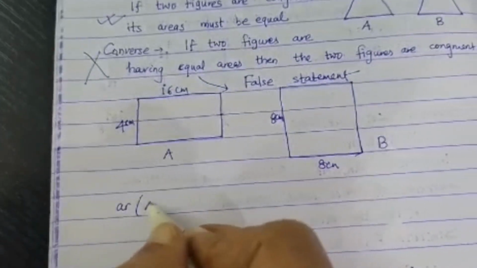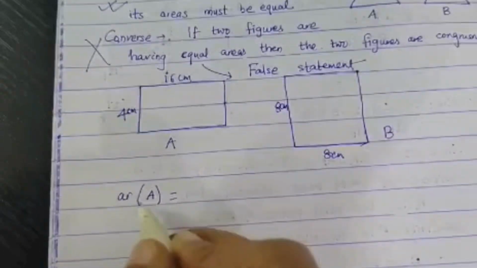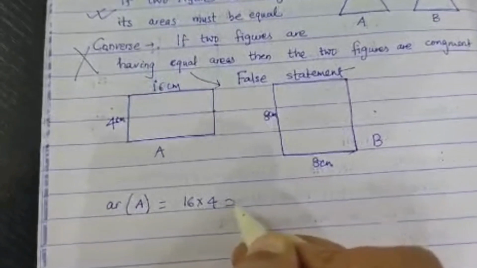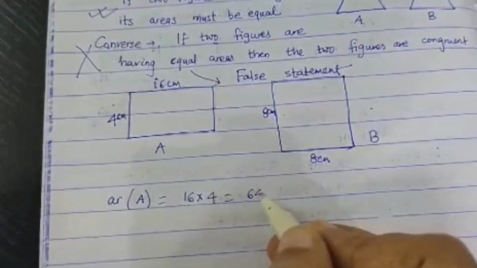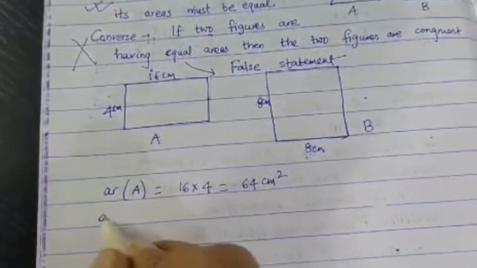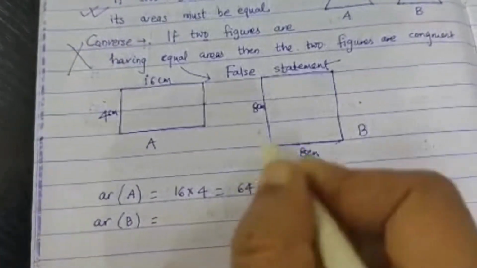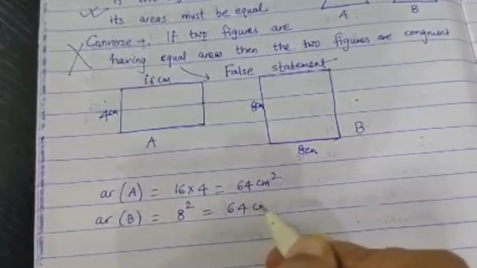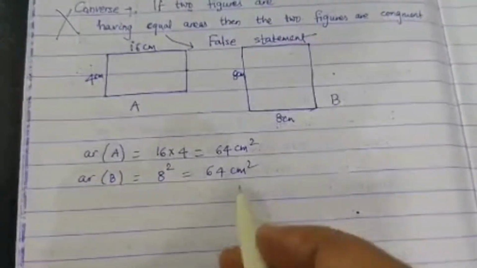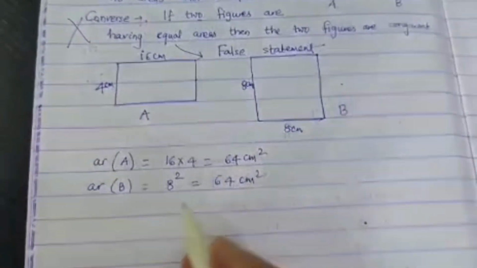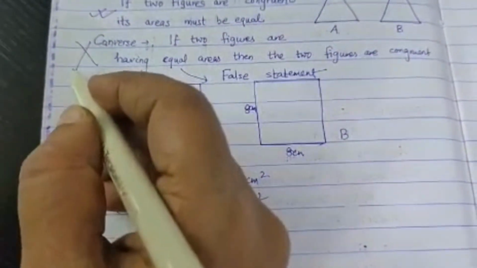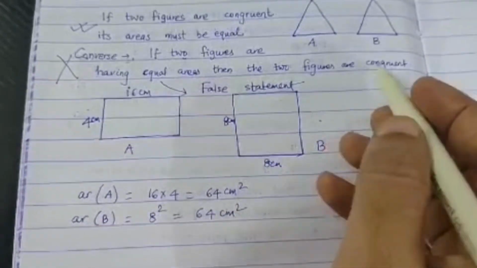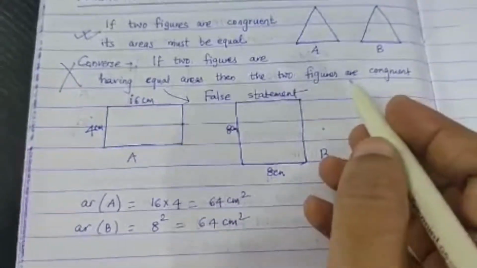So area of A, in short we'll write like this: area of A equal to 16 multiplied by 4. Area of rectangle equal to length into breadth, that is equal to 64 centimeter square. Now let us see area of B equal to, it's a square, so 8 square, that is equal to 64. So you see the areas are equal, but the figures are not congruent. This is what the converse says: if two figures have equal areas, then the two figures need not be congruent.